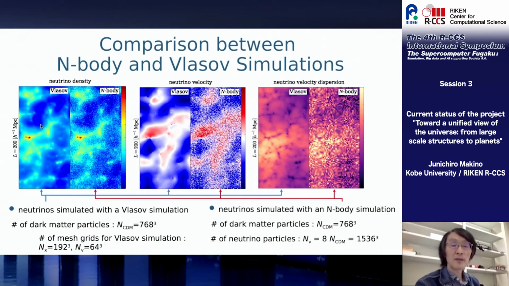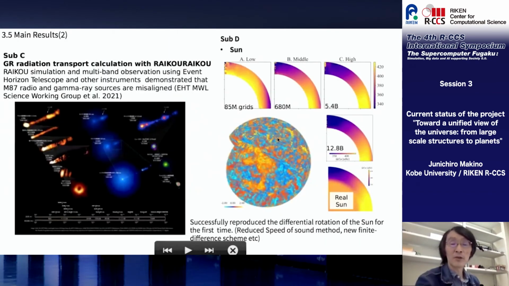The density field by Vlasov simulation, and this is the N-body. These are adjusted so that the computing time and the memory requirements are similar. And for the neutrinos, the Vlasov simulation can achieve much smoother results and much better effective resolution for the velocity structure for neutrinos.